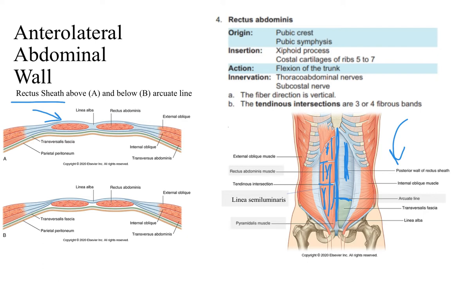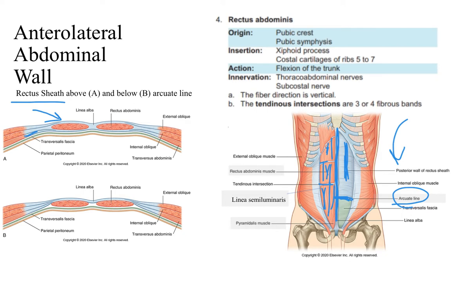And then it stops. And then underneath that is a transversalis fascia, which lines the inside of the entire abdominal wall. And so that line that's formed between the end of the posterior wall of the rectus sheath and the transversalis fascia, which is inferior to that, is called the arcuate line. All right, the arcuate line. And so you can see that in these pictures right here.